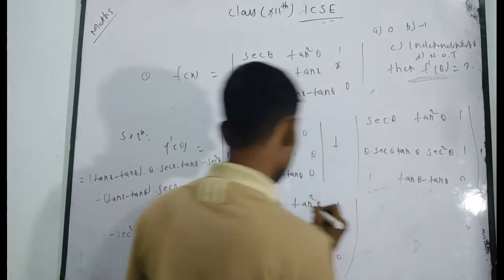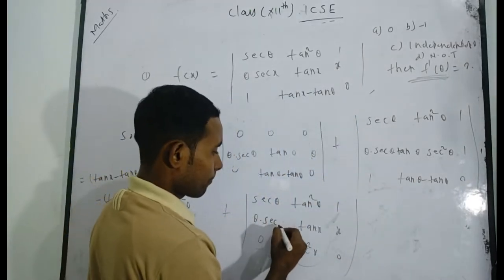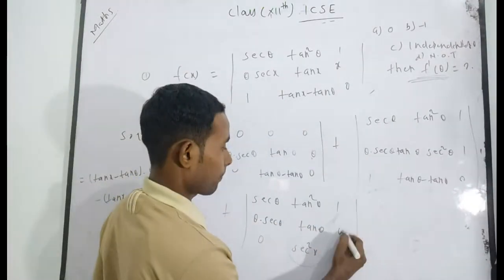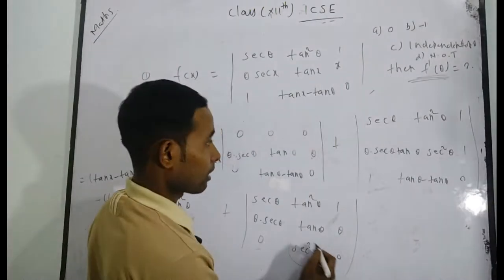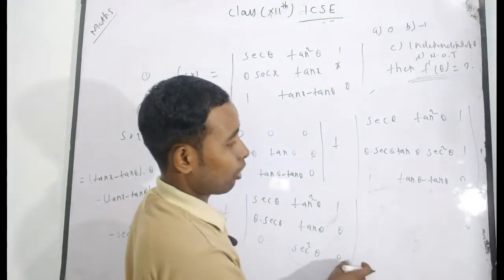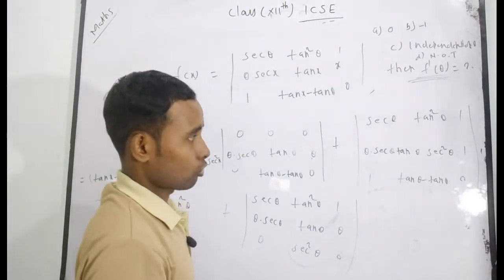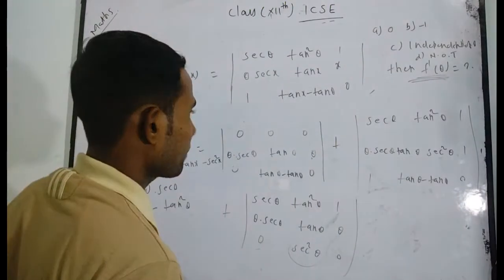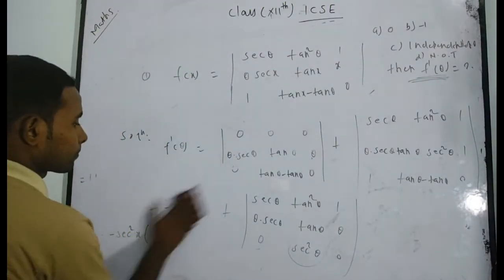I think you understand. Similarly, you have to write again sec theta. There will be tan theta, there will be theta, and this will be your sec square theta. Now its determinant will be 0. Why? Because, sorry, not 0. Its determinant will not be 0. What will be its determinant?